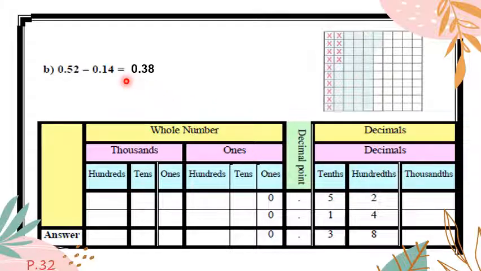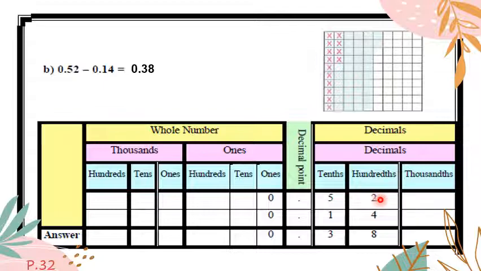Then I'm gonna write 0.14 under its place value, each digit under its place value. 0 here in the ones, decimal point under the decimal point, 1 under the tenths, and 4 under the hundredths. Then let's start to make subtraction. I'm gonna start from the right side.